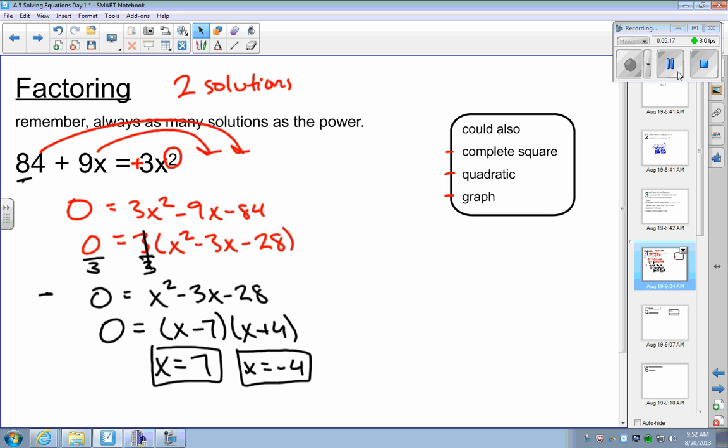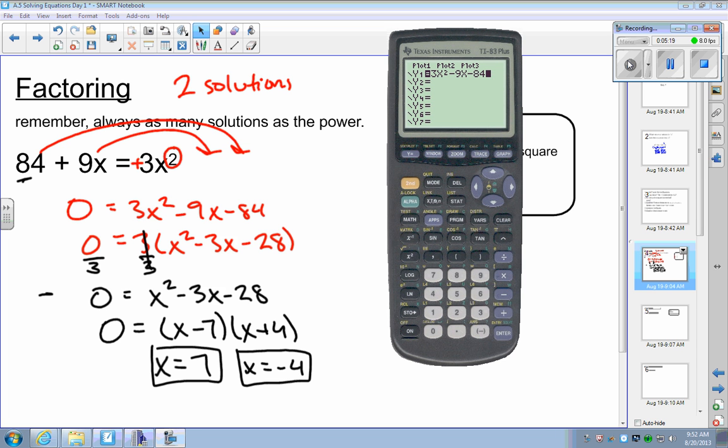So I'm going to pause that and take. So I put in the quadratic where it's all on the same side. Go to your table. We can see at a 7, we get a 0, which is good, and also at -4. So we know we did it correct, 2 solutions.